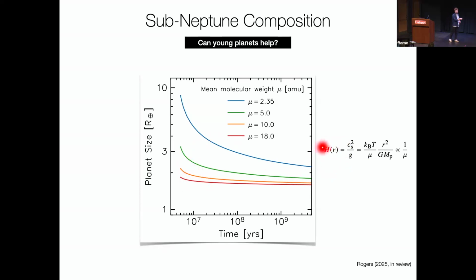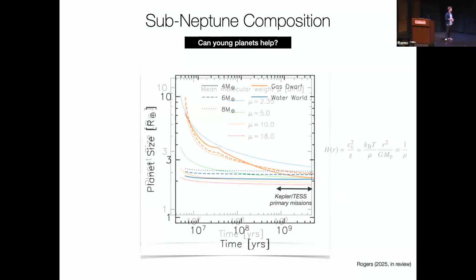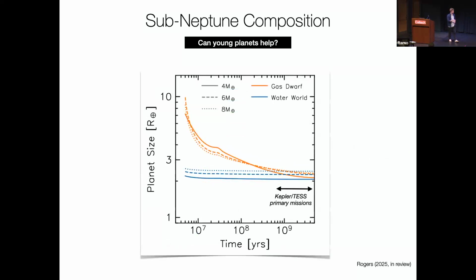We can understand that just through the scale height. Scale height is the ratio of the sound speed squared to the gravitational acceleration, and it's inversely proportional to the mean molecular weight. So if I increase the mean molecular weight, I decrease the scale height, and my planet barely contracts, and I'm keeping everything else constant in this sub-Neptune. If I model actual gas dwarfs and actual water worlds using this framework, you can see that the gas dwarfs have very low mean molecular weights, and so they should start very, very inflated when they're young. However, they converge after gigayears, and this really highlights that degeneracy that I was talking about in the mass radius diagram.